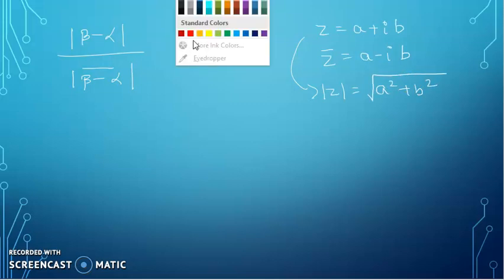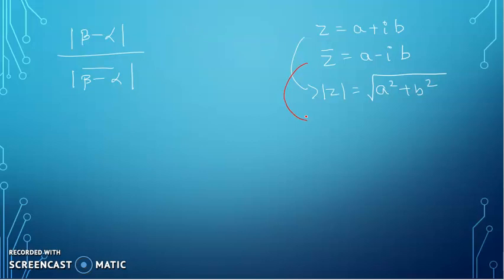So what will be the modulus of the conjugate of z? What will be the modulus of the conjugate of this? I can write it as a plus i times minus b. So this is a square plus minus b whole square. It does not make any difference, because minus b whole square will again be positive. Now if you see the values, what is the value of mod z? Square root of a square plus b square. What is the value of the modulus of the conjugate of z? Square root of a square plus b square.